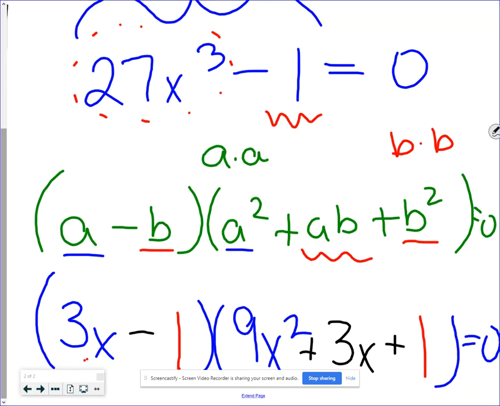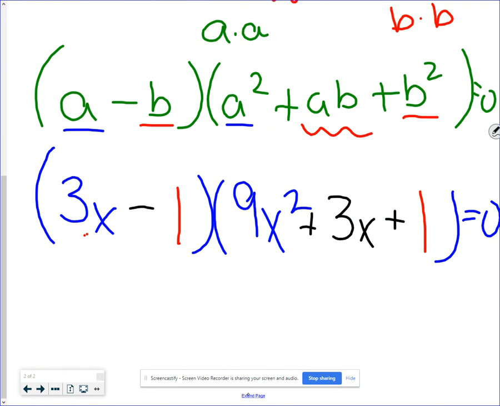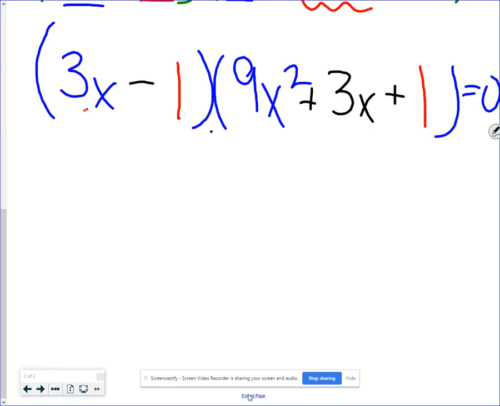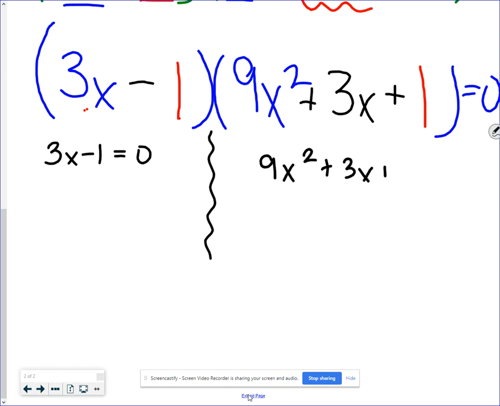All right, so once you have it factored like we do, what you do is you take each of the factors and set them equal to 0. So we're going to take 3x minus 1, set it equal to 0. We're going to take the factor 9x squared plus 3x plus 1 and set that equal to 0. And what we're going to do is we're going to solve these two equations. These two equations are going to give me the roots of my cubic equation I started with.